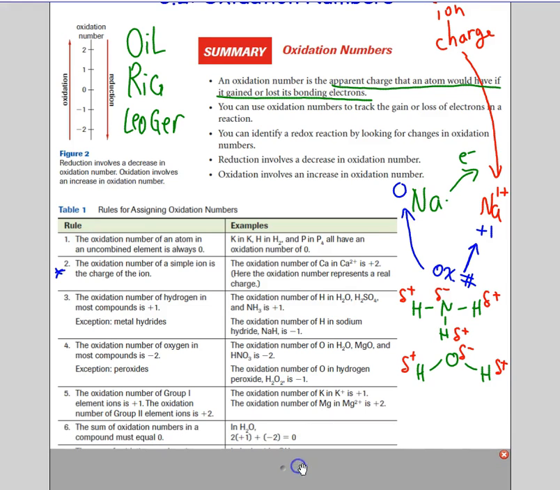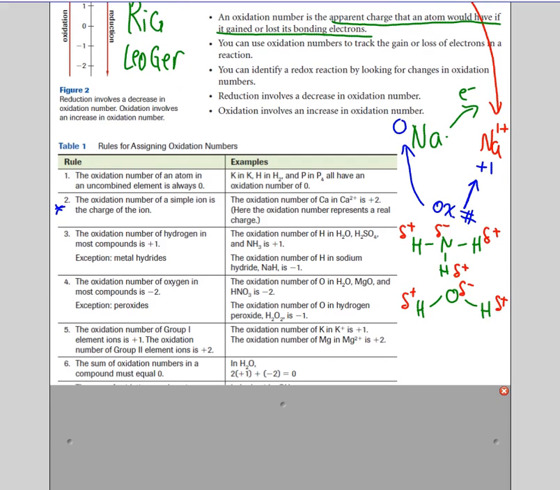Rule 6. Now this is where we start to get into compounds, and the fact that a compound doesn't have an overall charge. This is consistent with having an overall sum of 0 for all oxidation numbers. So here, within a molecule, if we were to add up all of the oxidation numbers according to the number of particles of each element, we would find that it would total 0 for every compound.